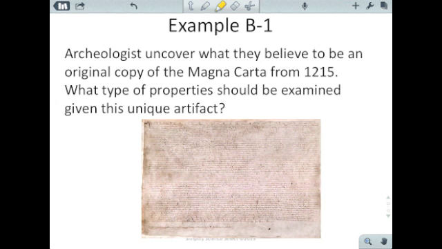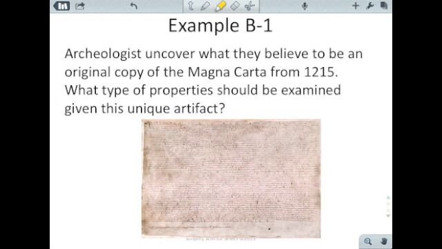Now, example B1. Archaeologists uncover what they believe to be an original copy of the Magna Carta from 1215. What type of properties should be examined given the unique artifact? When we're examining this, we don't want to change what we actually have. We don't want to break off pieces from it because it's a very important document.